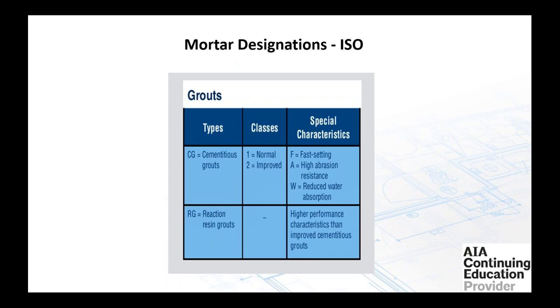Grouts work in a similar way. You've got CG for cement grouts. CG1 is a normal cementitious grout. CG2 is an improved cement grout with designations for F for fast setting, A for high abrasion resistance, and W for reduced water absorption. RG for reaction resin grouts like epoxies. They're higher performance characteristics than improved cementitious grouts.